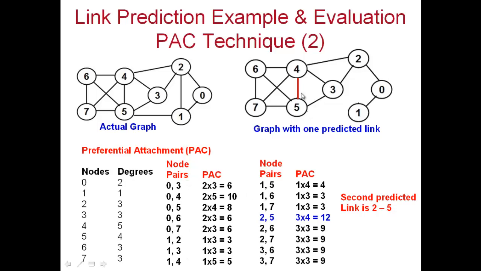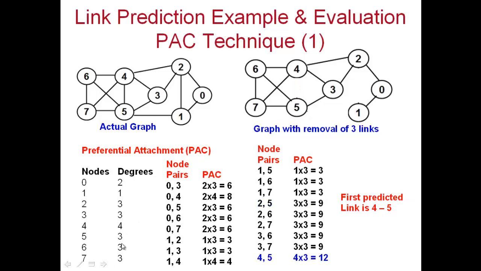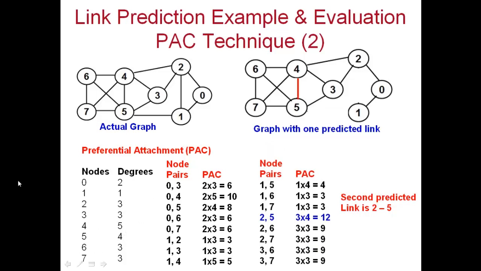So again, the only thing that changed between the previous degree values and now is for 4 and 5. 4 now has degree 5, one more link, and 5 has a degree 4. So that would change the scores wherever 4 and 5 are involved. So you have to be careful as we go. It's better to just reevaluate all the PAC scores if you want to.